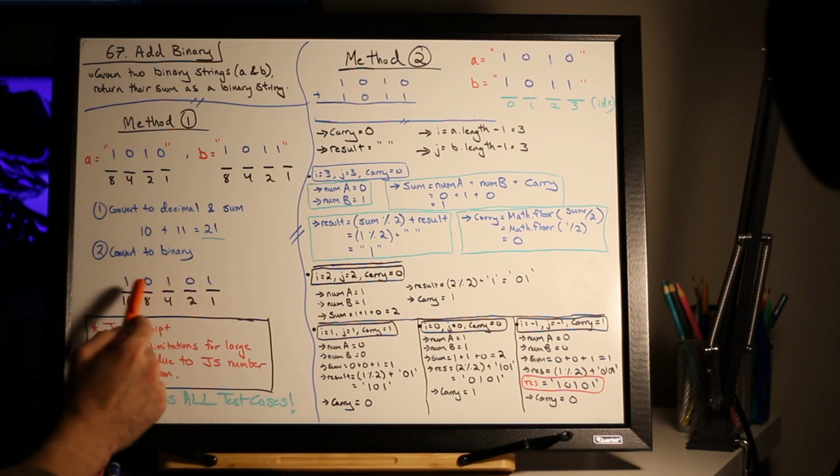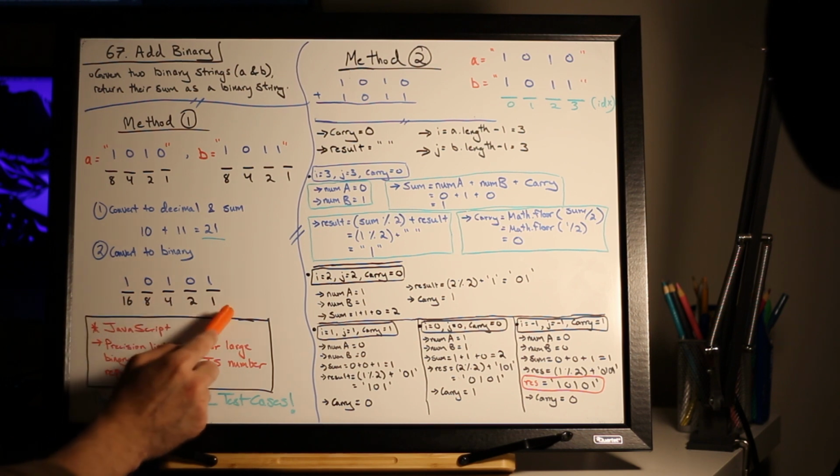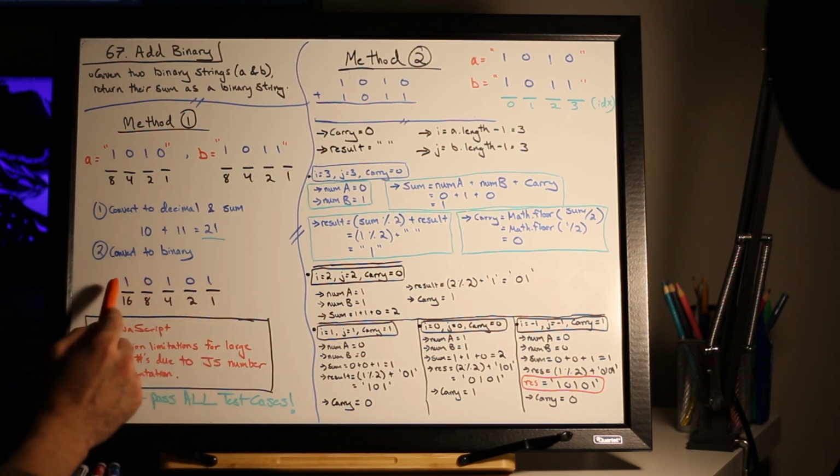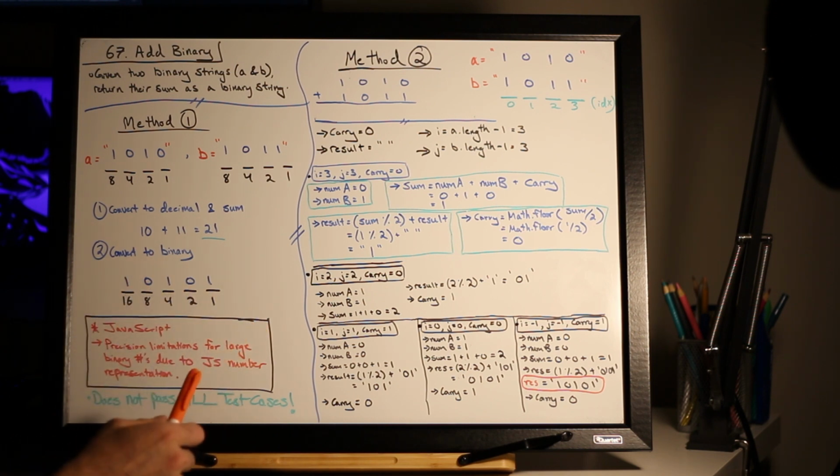So 21 represented in binary is as follows. We fill in the right bit place values of 16, 4, and 1. 16 plus 4 is 20, 20 plus 1 is 21, and our final answer is 10101. This method works very well for smaller binary numbers, but is going to encounter precision limitations for very large binary numbers due to JavaScript's number representation, and I'm going to be using JavaScript to solve this.